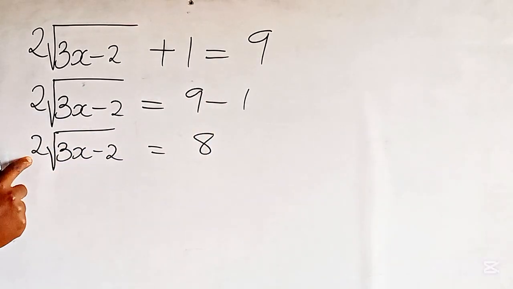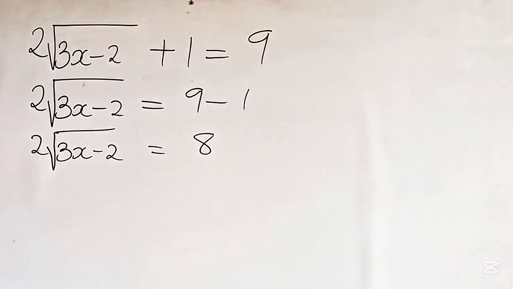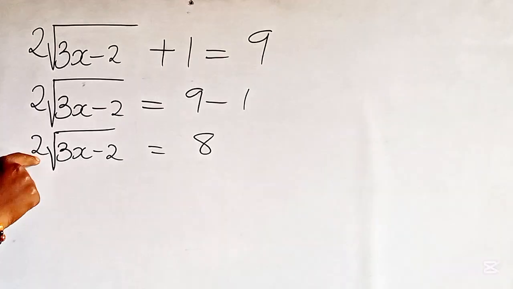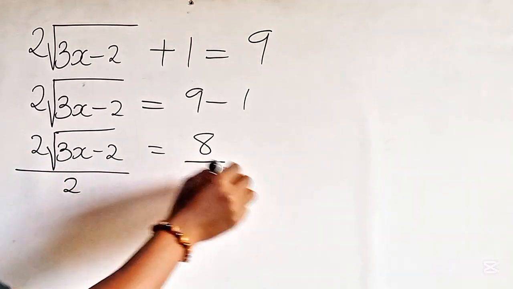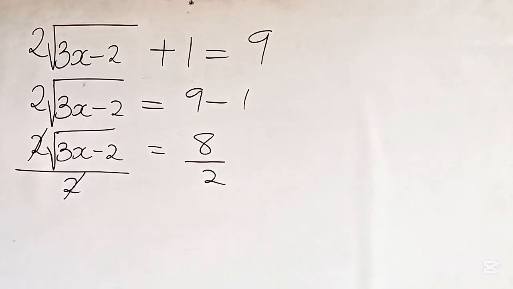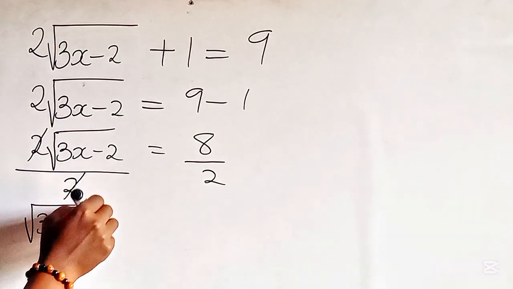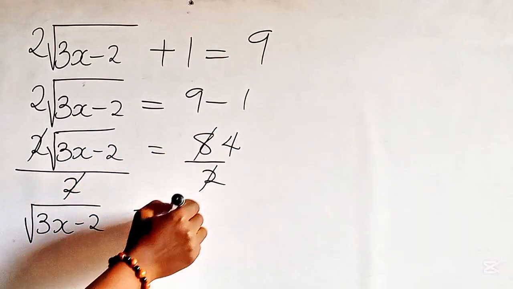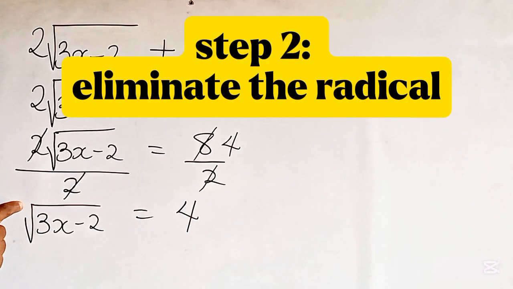Now this 2 is serving as the coefficient of the term with the radicand. So let's eliminate it by dividing both sides of this equation by 2. On the left-hand side we have root 3x minus 2, which is equal to 8 divided by 2. 2 goes into 8 4 times, so we have 4.